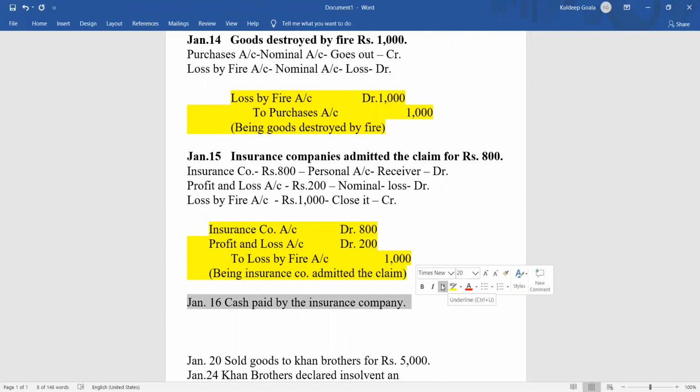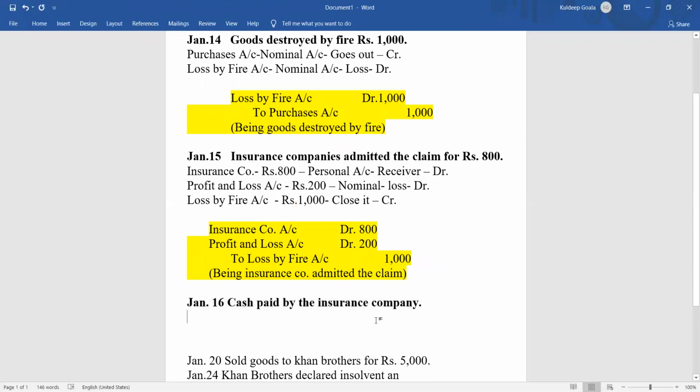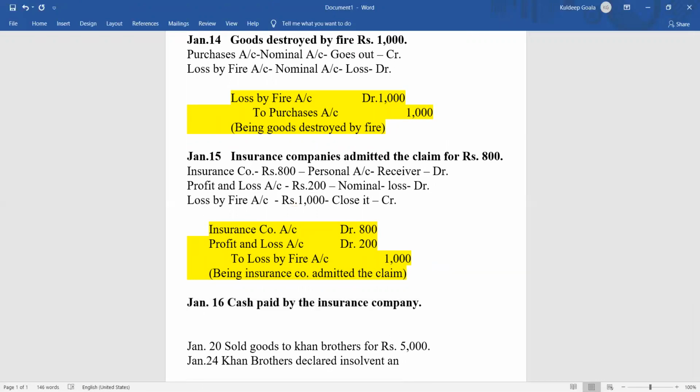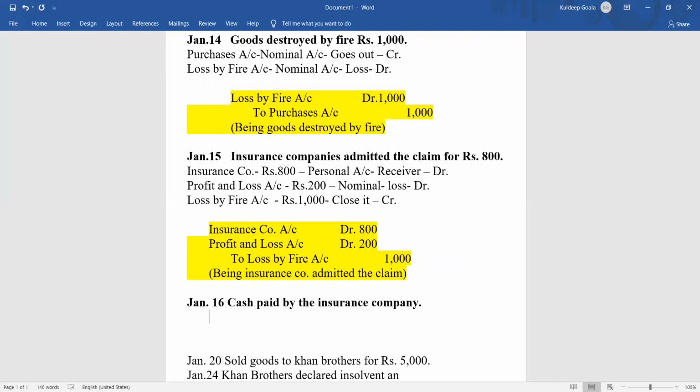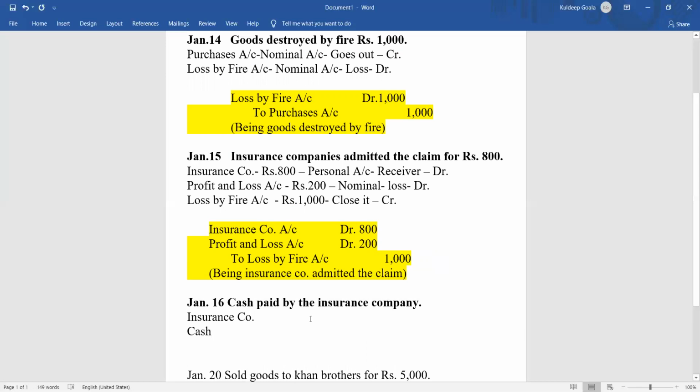So what is given here? Cash paid by insurance company. Here what is happening is that the insurance company is paying us the cash. Okay, so what are the items you are getting here? First is the insurance company. Then what are we getting here? Cash. Okay, so these are the two items here: cash paid by insurance company.